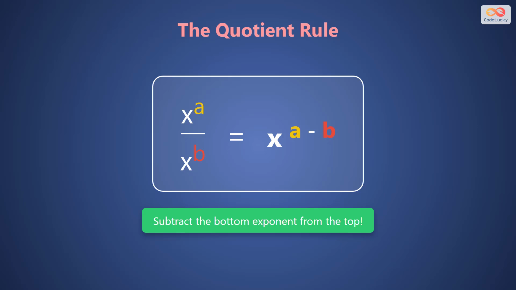To solve these smaller fractions, we need the quotient rule for exponents. This rule says that when you divide two terms with the same base, you subtract their exponents. So, x to the power of a divided by x to the power of b is simply x to the power of a minus b. Remember, top exponent minus bottom exponent.